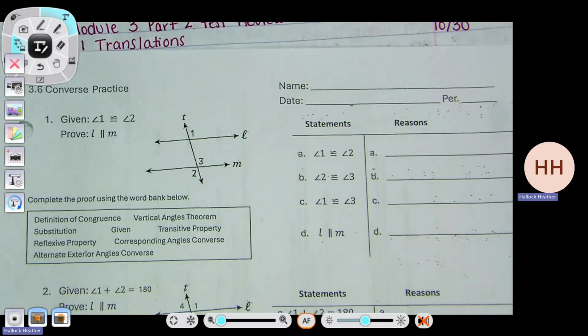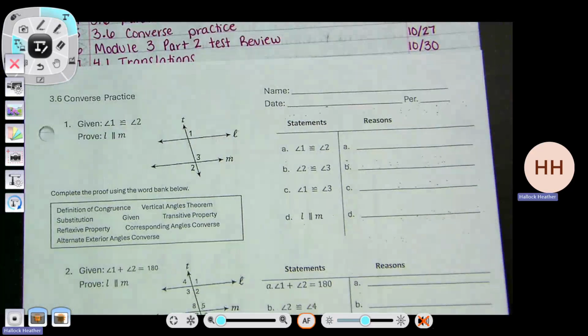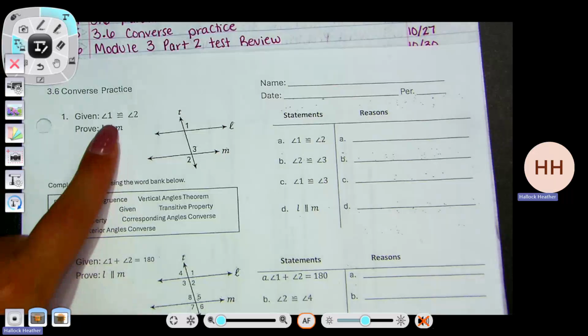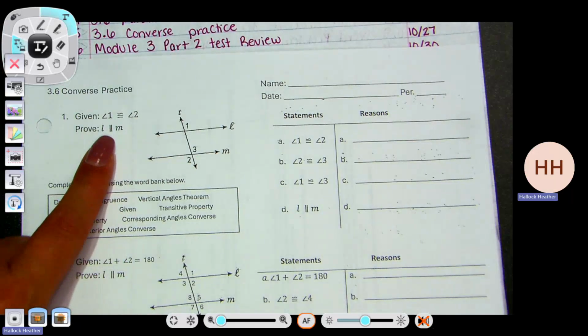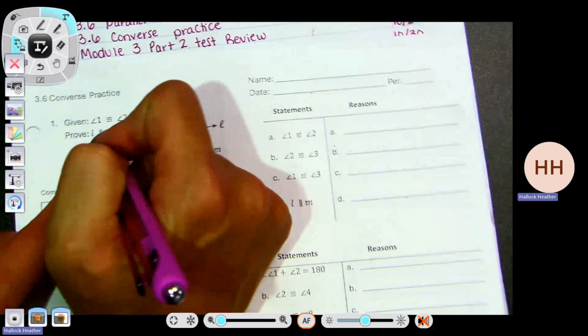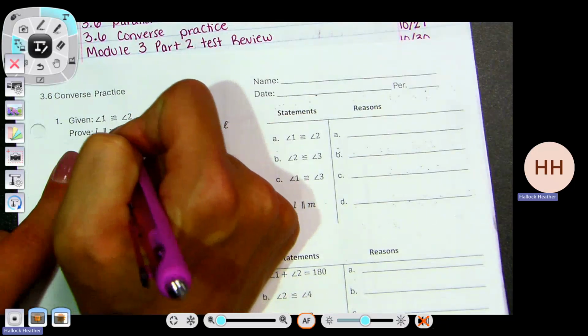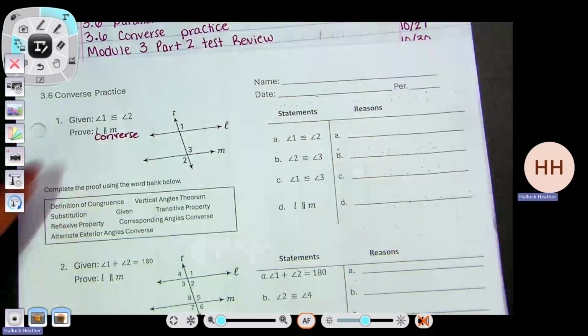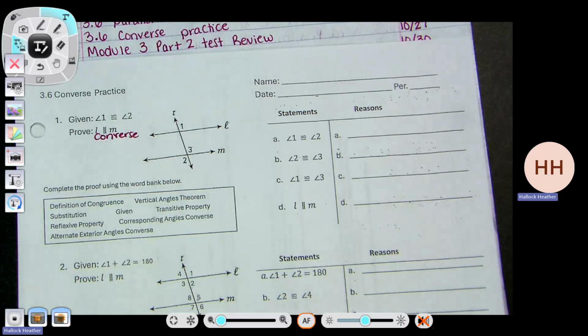So, the proofs say, given angle 1 is congruent to angle 2, we need to prove the lines are parallel. Anytime there's a step that says prove the lines are parallel, that step has to be a converse. Because that's the only way you can prove lines are parallel. We talked about converse yesterday. If this and this are equal, or if this and this have to make 180, then it's the converse. It's basically just going backwards.